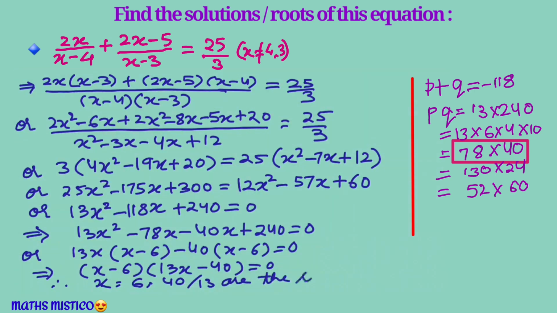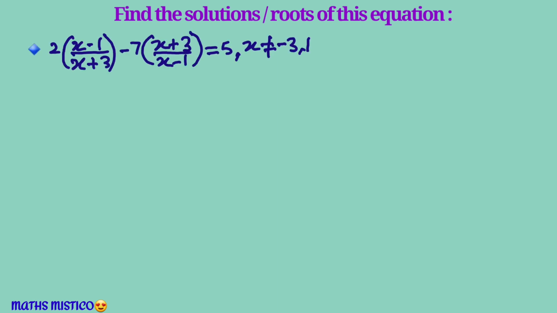So these were some examples where we converted the given equations into standard form to simplify it. But there are certain equations which cannot be solved by this method. We need to do some substitution to simplify them. Look at this equation carefully. In one term we have x minus 1 upon x plus 3. In other term we have the reciprocal of this. So I can simplify this equation by putting x minus 1 upon x plus 3 equal to y.